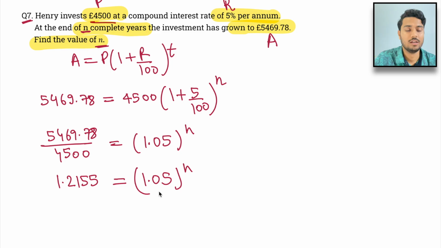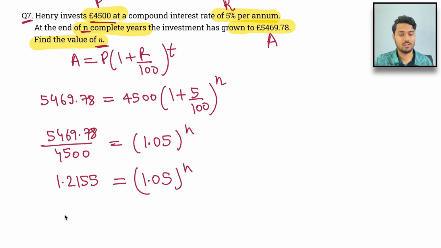And how do we do that? There are two approaches from here. One is logarithm, which is not in your syllabus, and another one is the hit and trial method. So we should use the hit and trial method because logarithm you're going to learn and use in AS and A levels. So let's check this.